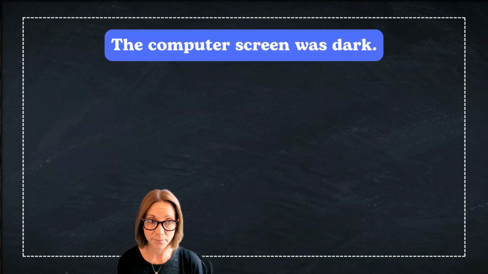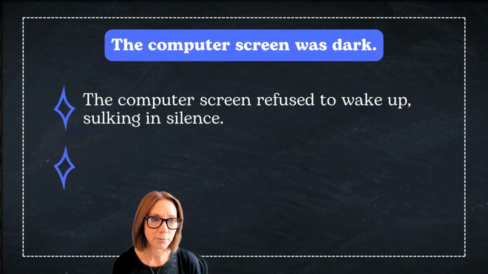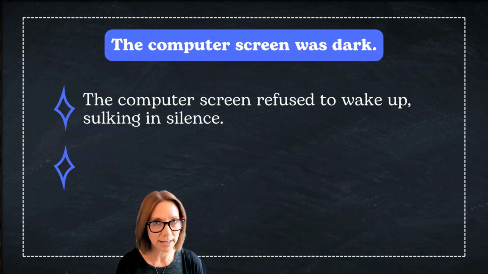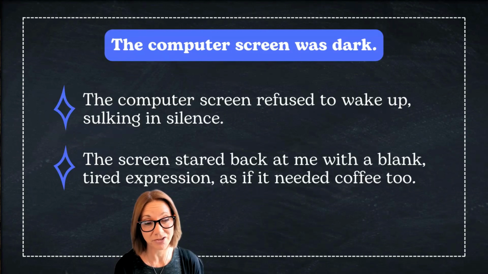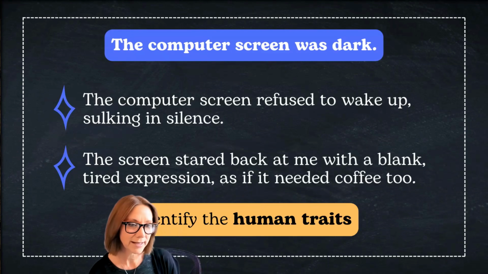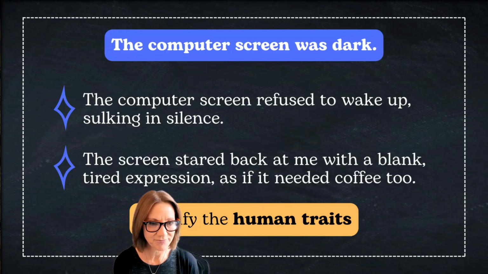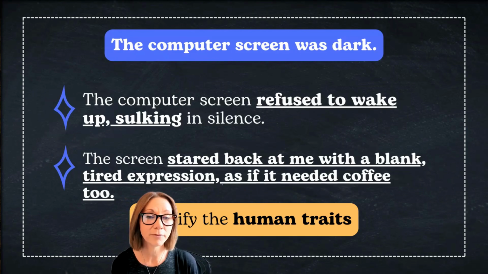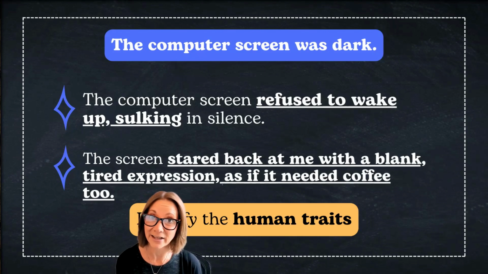All right, we have a computer screen that was dark. Here are some options. The computer screen refused to wake up, sulking in silence. The screen stared back at me with a blank, tired expression, as if it needed coffee too. So identify which one of these is the human trait in each sentence. Refusing to wake up and sulking, very human. Staring back at you with a blank expression and needing coffee, very human.